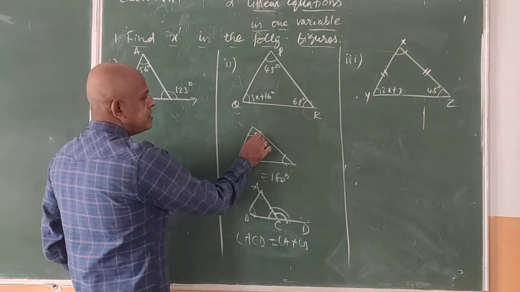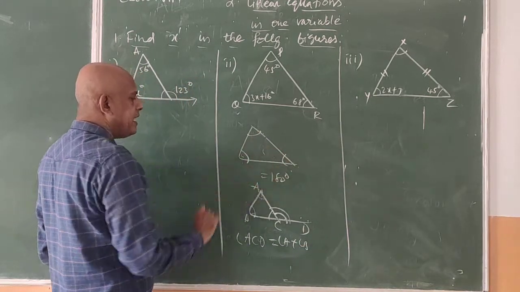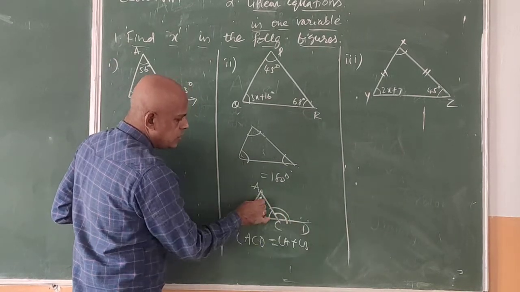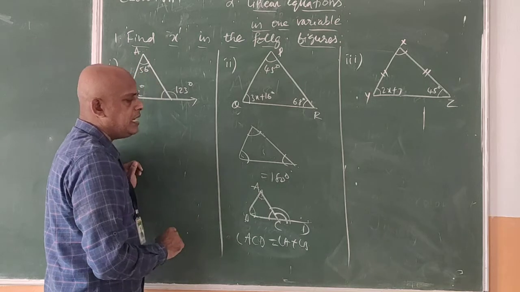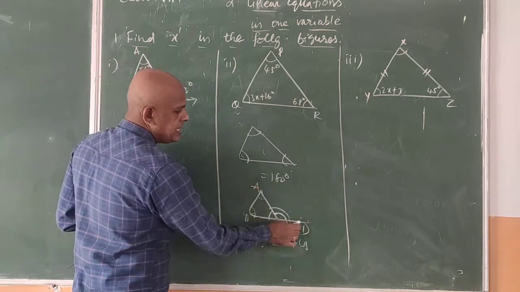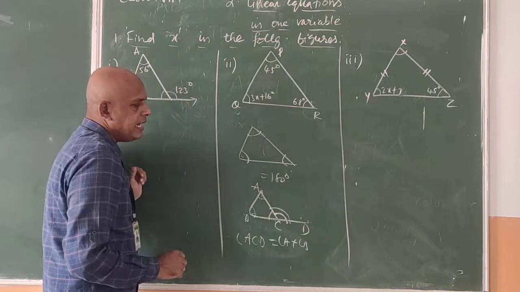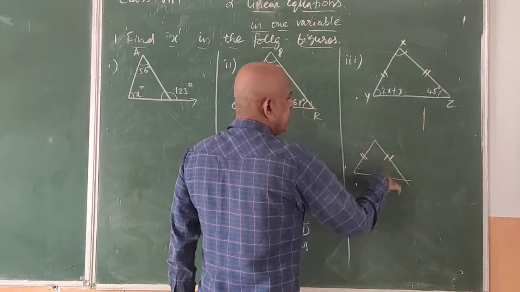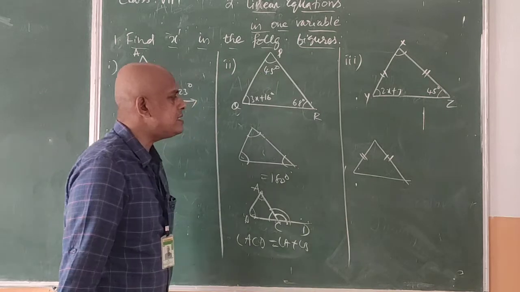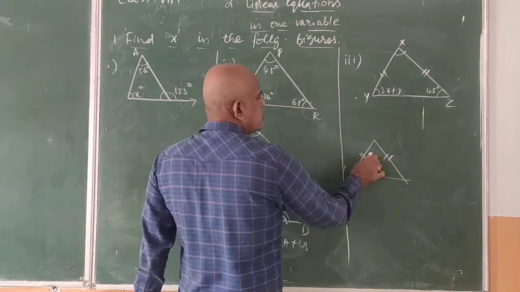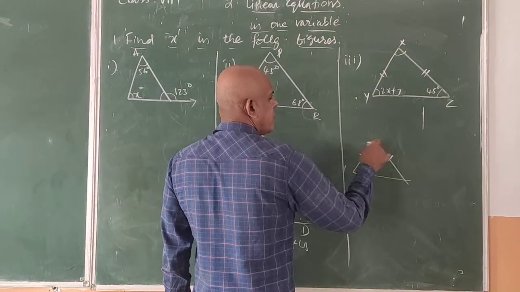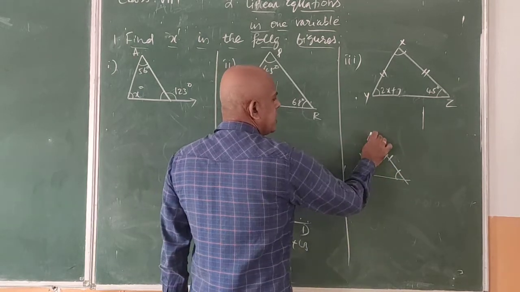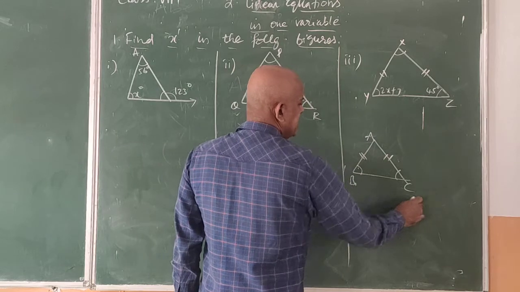One concept is the sum of three angles of any triangle is 180 degrees. And another concept is the exterior angle of any triangle is equal to the sum of two interior opposite angles. So angle ACD is equal to angle A plus angle B. And one more, the isosceles triangle. When two sides of a triangle are equal, then the triangle is called an isosceles triangle. When two sides of any triangle are equal, then the angles opposite to them are also equal. For example, ABC is a triangle.